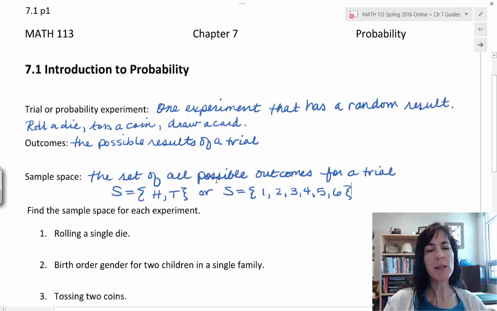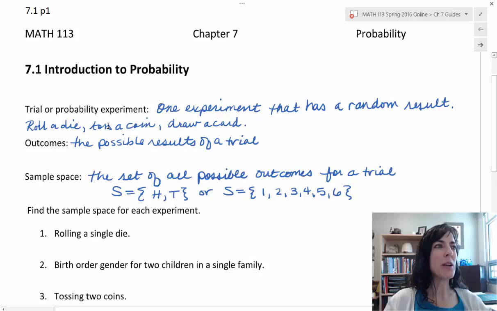The sample space is something we are always interested in statistics, and probability is a part of statistics. But the sample space is the set of all possible outcomes for a trial. So for our trial of rolling a die, our possible outcomes would be written in set notation. And we start with S equals to signify the sample space. So it's always going to say S equals. And then the squiggly brackets for a set notation and all the possible outcomes. So 1, 2, 3, 4, 5, 6. Ending bracket. So make sure you use set notation for the sample space.